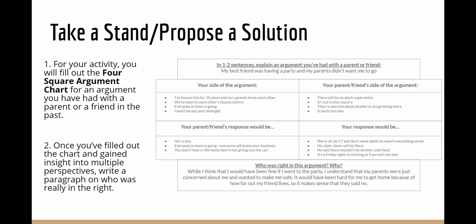So here's an example of a situation. My best friend was having a party and my parents didn't want me to go. My argument was, I've known my best friend for 10 years and our parents know each other. We've been to each other's houses before. Everyone in town is going to this party, and I'll make sure that I come home before midnight. My parents' side of the argument is that there won't be any adult supervision, it's out in the country, they're worried about alcohol or drugs being there, and it starts too late.